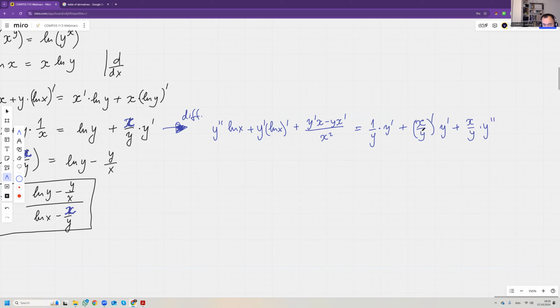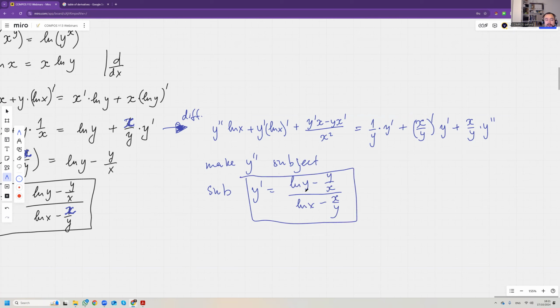And then you simplify this, and then you make y double prime the subject, and then you sub y prime, which is ln y minus y over x ln x minus x over y to get an expression for y double prime in terms of x and y.